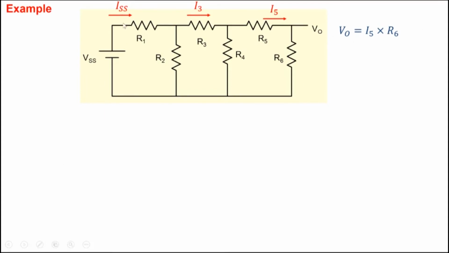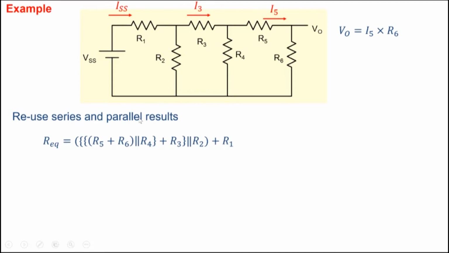So to find out ISS here, this whole part of the circuit can be combined using series and parallel into one single resistor. So we reuse our series and parallel results here. Note that R5 and R6 are in series here. They're in parallel with R4, so we use this parallel in R4. The whole combination is in series with R3. Then the whole thing is in parallel with R2, so we do that in parallel with R2. And the whole thing here is in series with R1, so we write it in series with R1 here. And therefore, ISS, the current here, will be VSS by R equivalent, which is this expression here.